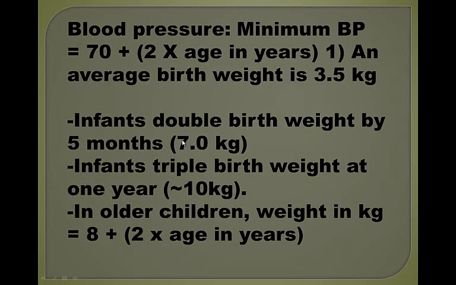Infants double their birth weight by 5 months. They triple their birth weight by 1 year. In older children, their weight in kilograms is approximately equal to 8 plus 2 times their age in years.